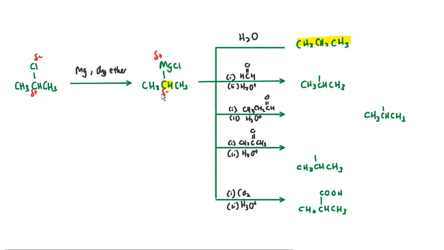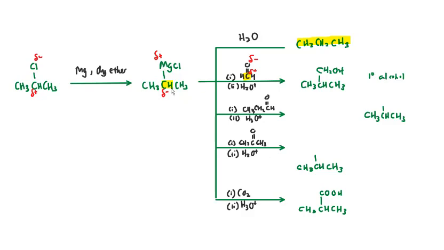Next, if you react your Grignard reagent with methanal followed by hydrolysis, in methanal there is a delta positive carbon and delta negative oxygen. The new bonding will form between the delta negative carbon in Grignard and the delta positive carbon in the methanal group. So Grignard with methanal followed by hydrolysis generates primary alcohol.